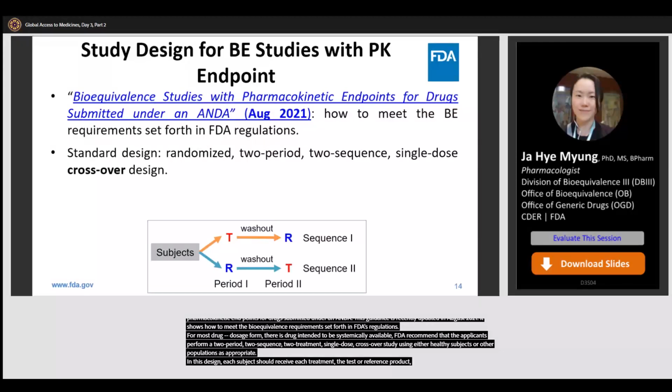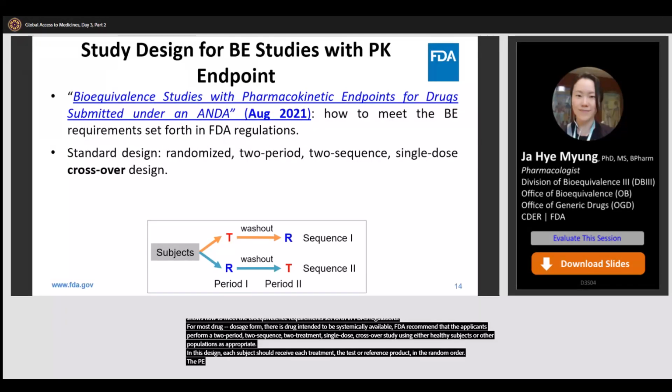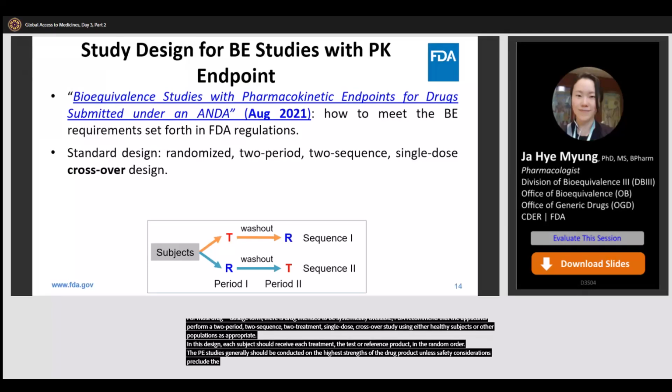The BE studies generally should be conducted on the highest strength of the drug product, unless safety considerations preclude the use of the dose in studied subjects.